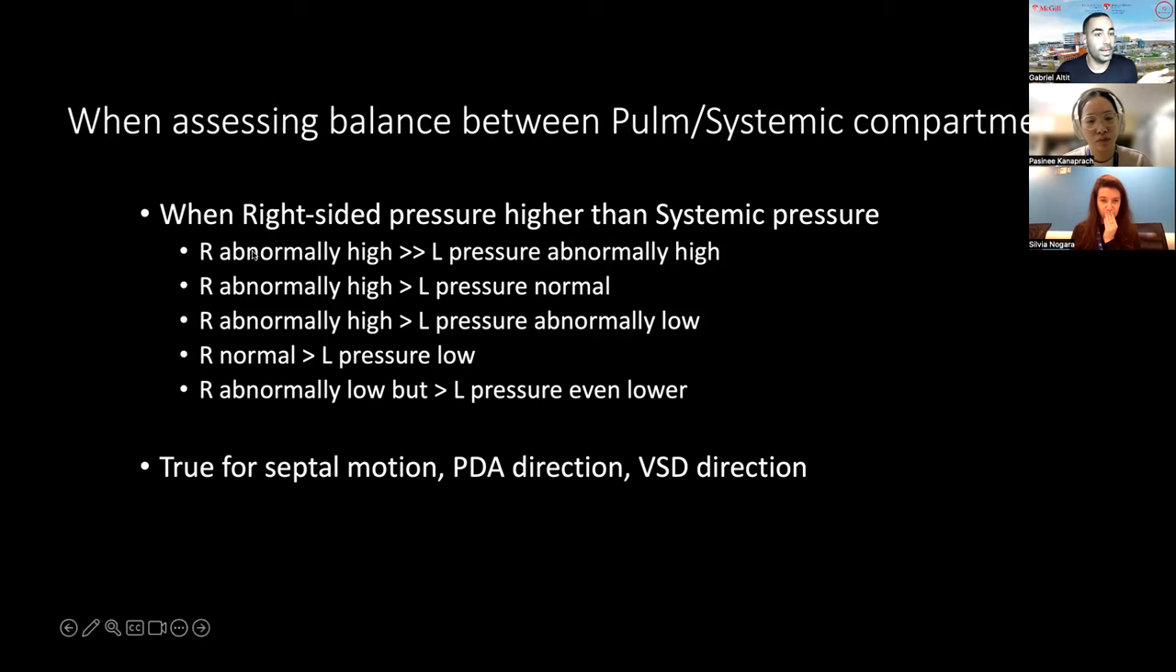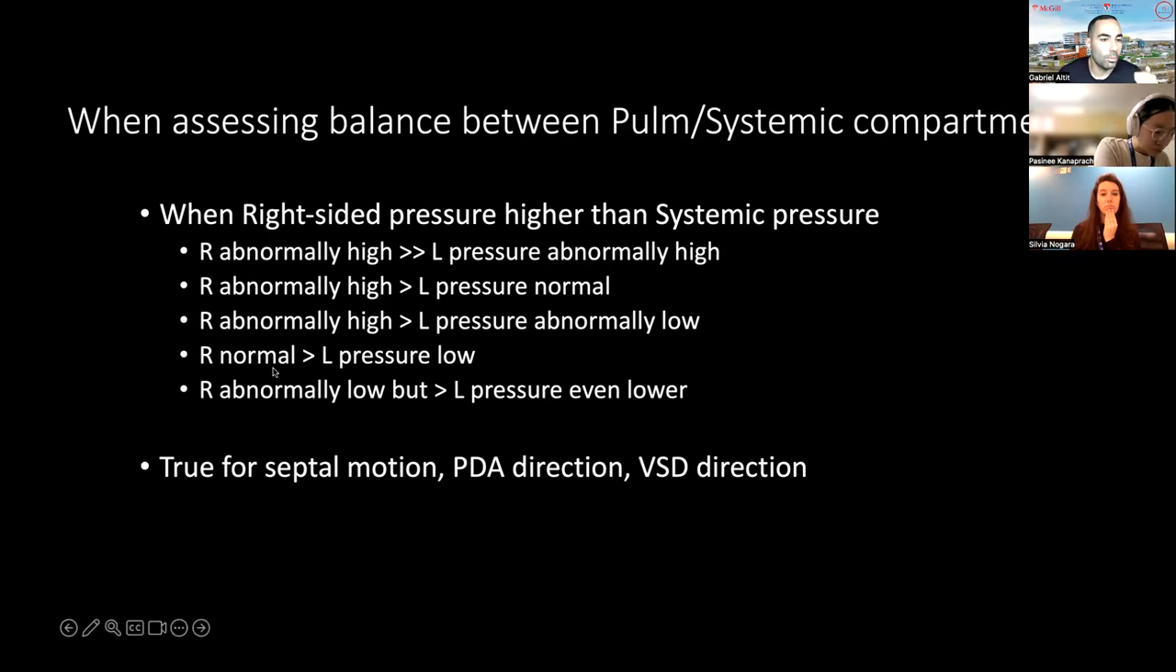So that could be because the right side is much, much higher than the left side, that's abnormally high, but the left is also high, but it's just less than the RV. So you can be in systemic hypertension and have pulmonary hypertension, but your pulmonary hypertension is suprasystemic. You could also be abnormally high here with left side pressure normal. You can have right side abnormally high and left pressures that are abnormally low. You're very hypotensive, and on top of it, you have pulmonary hypertension.